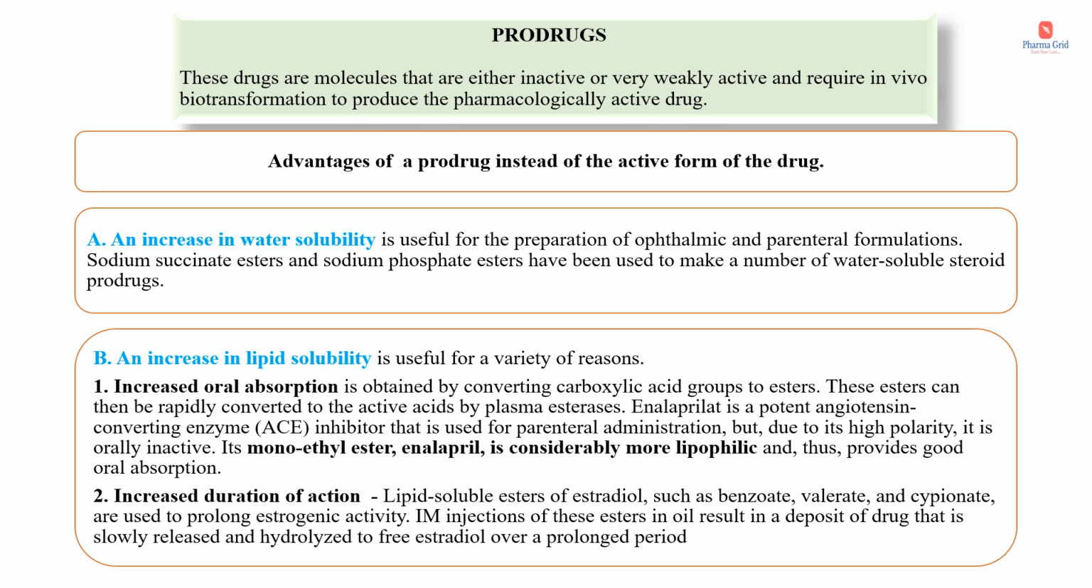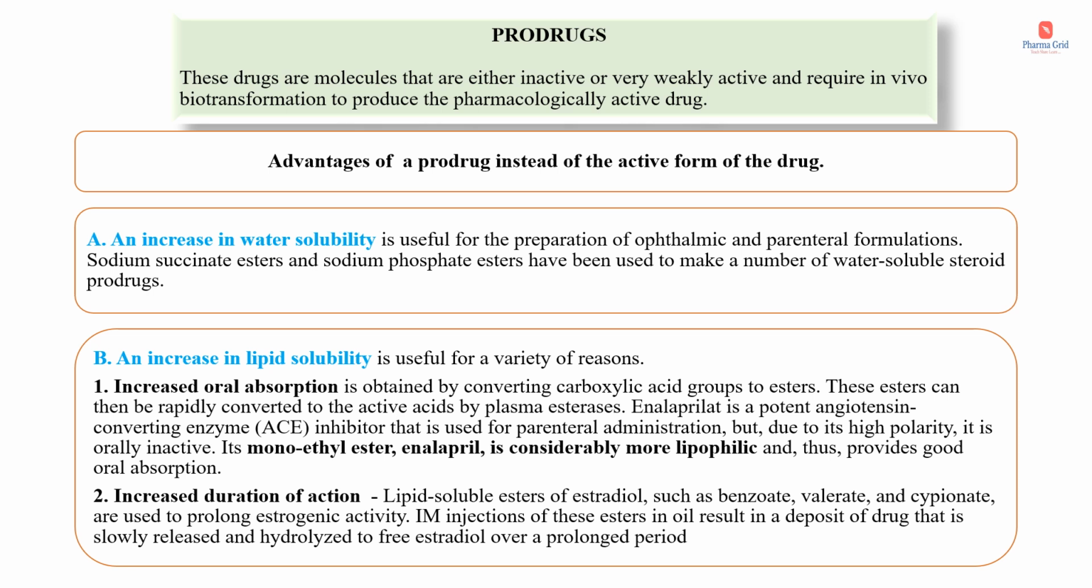First one is an increase in water solubility. It is useful for the preparation of ophthalmic and parenteral formulations. Sodium succinate esters and sodium phosphate esters have been used to make a number of water-soluble steroid products. Next advantage is an increase in lipid solubility. The first one is increased oral absorption. It is obtained by converting carboxylic acid groups to esters. These esters can then be rapidly converted to the active acids by plasma esterases.